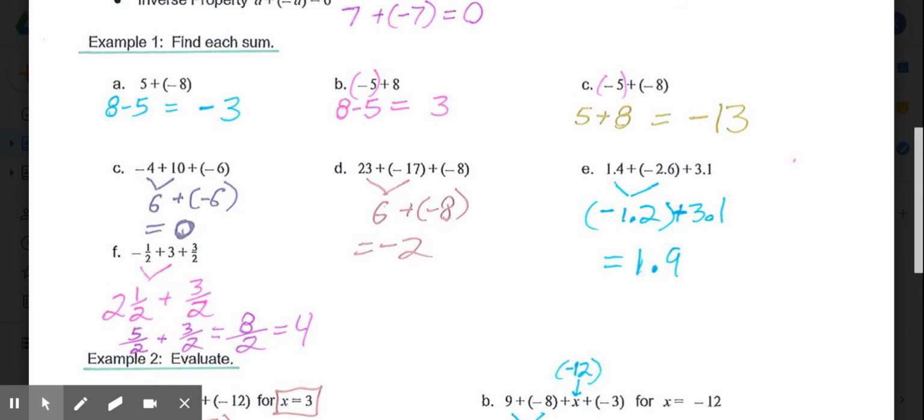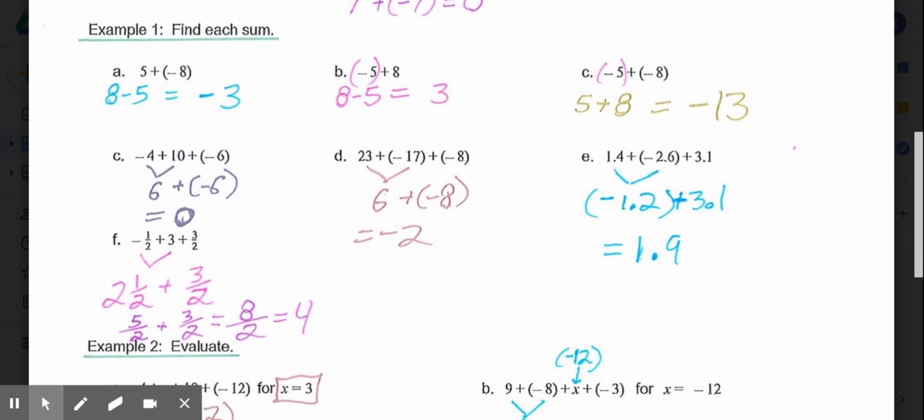In E, it's decimals. We still just work it left to right. So 1.4 plus a negative 2.6, more negatives than positives, so I know it will be a negative. 2.6 minus 1.4 is 1.2. So we have a negative 1.2 plus 3.1. 3.1 minus 1.2 gives me 1.9.